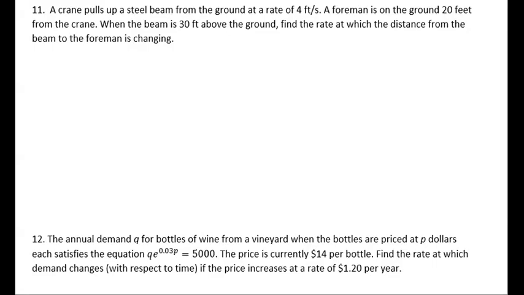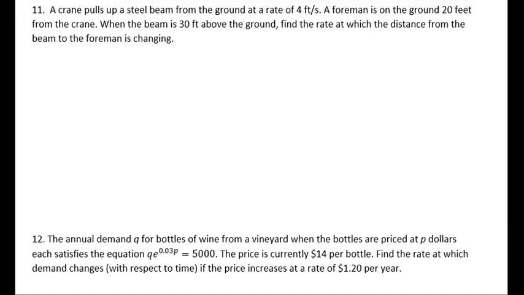Number 11. A crane pulls up a steel beam from the ground at a rate of 4 feet per second. A foreman is on the ground 20 feet from the crane. When the beam is 30 feet above the ground, find the rate at which the distance from the beam to the foreman is changing. All right, it's always a good idea to read it first, so let's see what we can figure out here. Let's draw a picture.